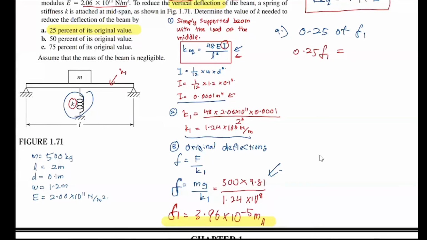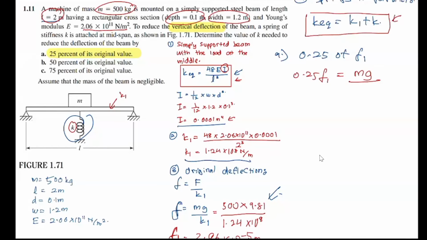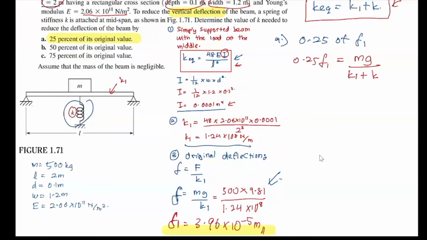Remember, the formula and everything remains the same, but now the formula is mg over equivalent K, because they've already added the new spring under the mass. So the equivalent K will be K1 plus K. The one that we want to find now is K. We already have K1, so basically just use this back. You just have to add K over here.